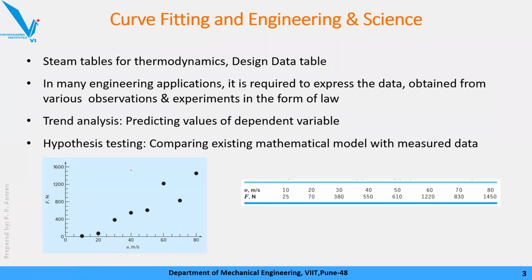Okay, so just assume something: we have done one small experiment where we have increased the velocity of something, and based on that the force due to the air resistance is varied. So this is your input parameter, and you have observed force as an output parameter. You got this data.